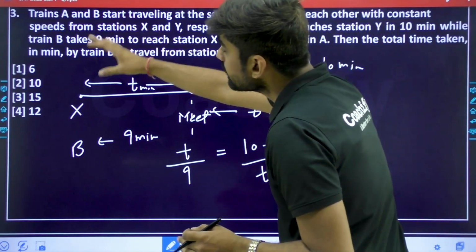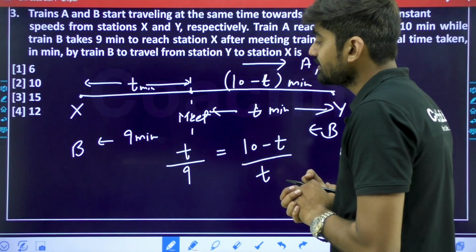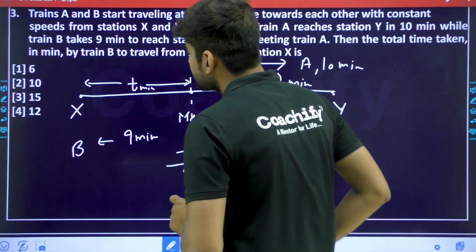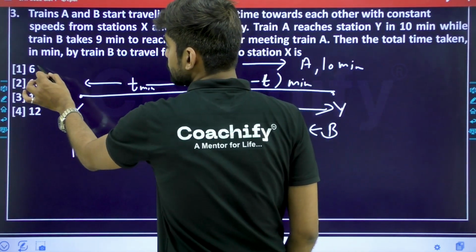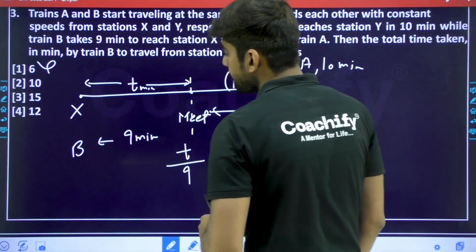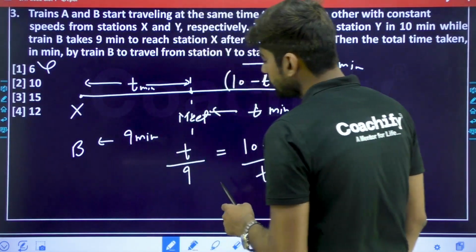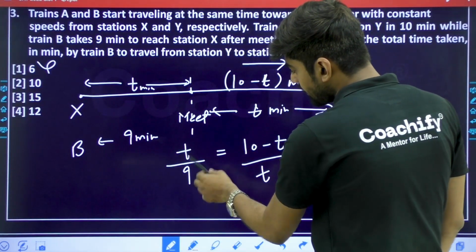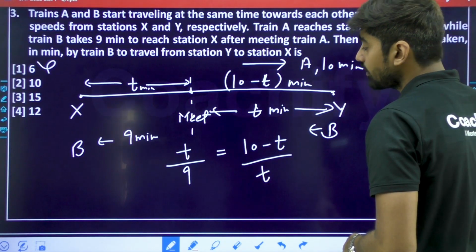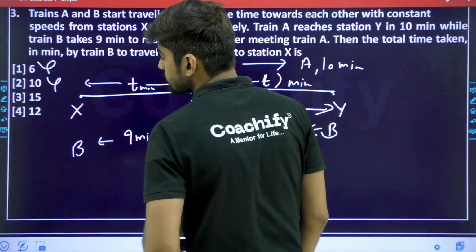Now, since in my options I am provided with the total time, and I can easily see that this much time is 9 minutes, the total time must be more than 9 minutes. So that rules out this option. And if I take the second option, which is 10, and subtract 9 minutes from it, my t becomes 1 minute. Let's put it here. So this is 1 by 9, and this is 10 minus 1, which is 9 upon 1. So definitely this ratio is not equal for this. So this is also eliminated.